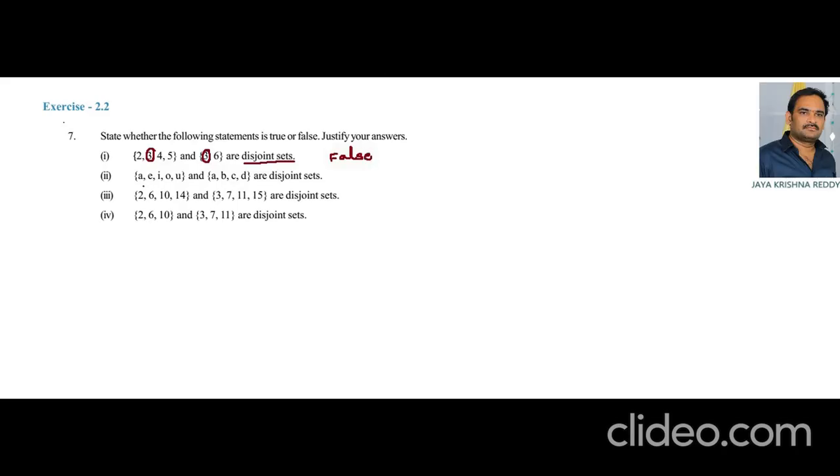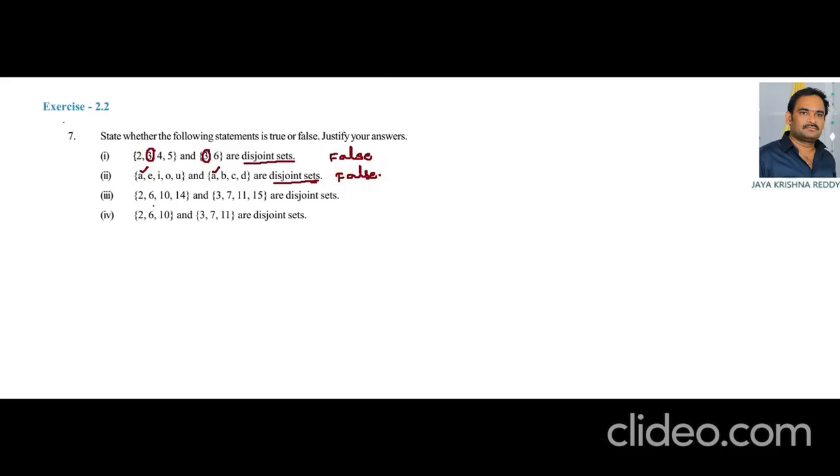For the second one, A, E, I, O, U and A, B, C, D are disjoint sets. Disjoint means they should have no common elements, but element A is the common element for both the sets. So this statement is also false.